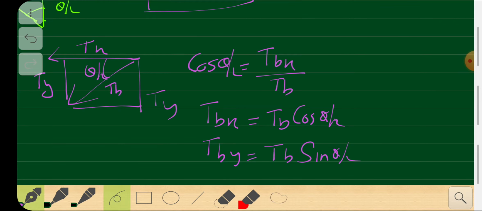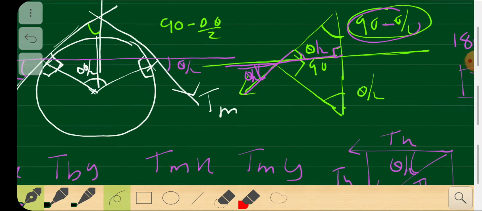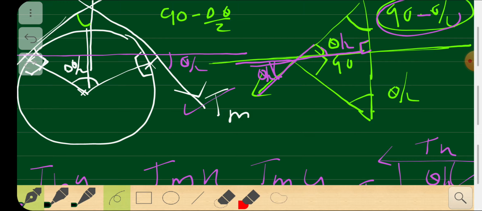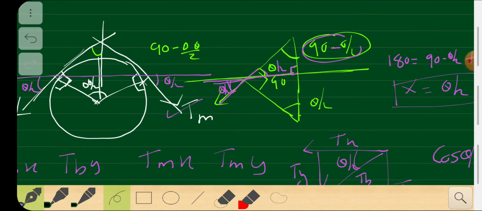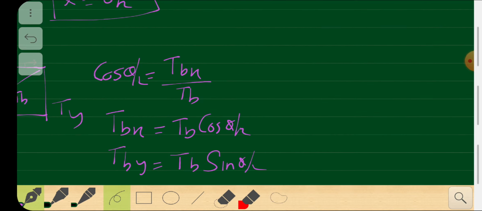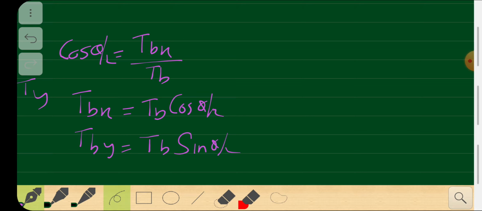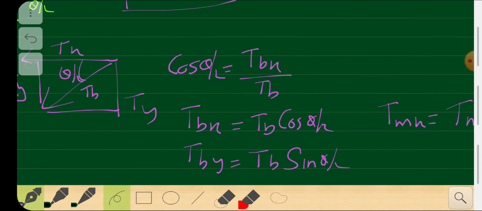Similarly, if you look at the other side, in the case of the mass, the tension in the case of that mass hanging, you can find out the same thing, and you get T of mass in the x direction will be equal to T of mass times cos delta theta by 2, right? It is delta theta by 2, right?